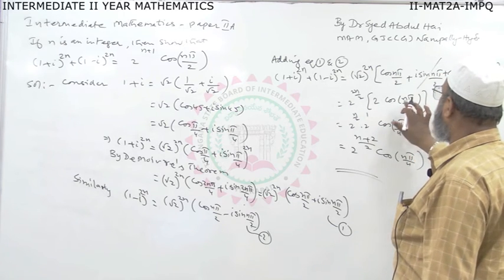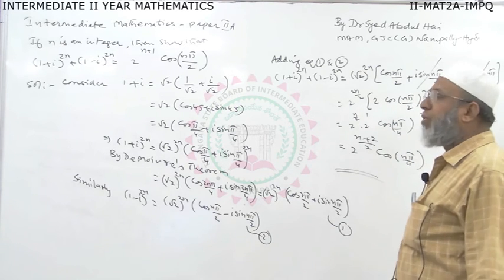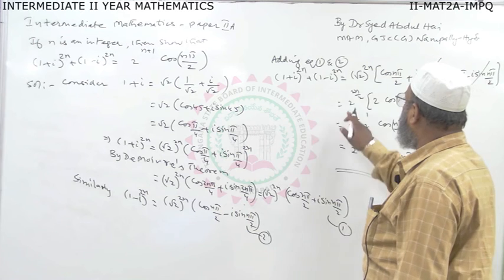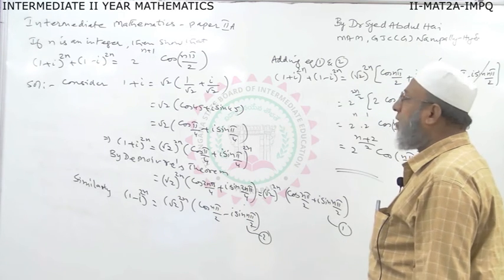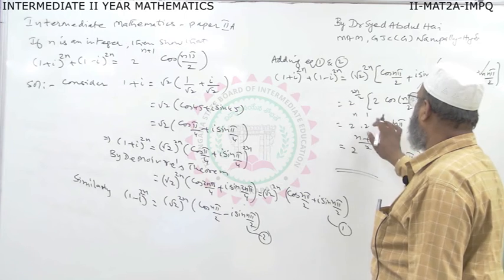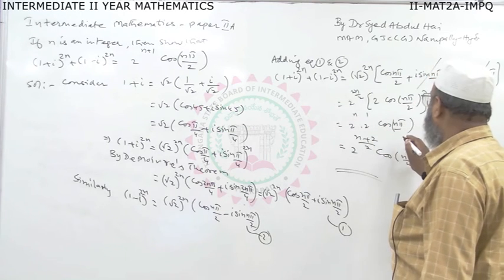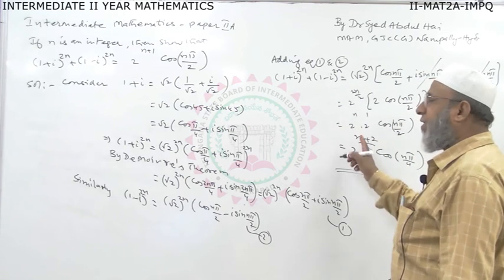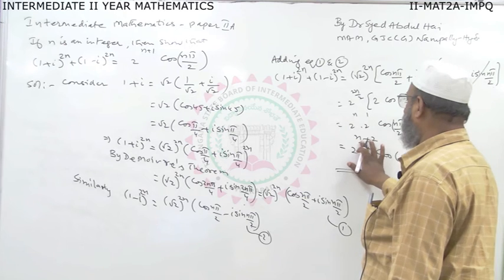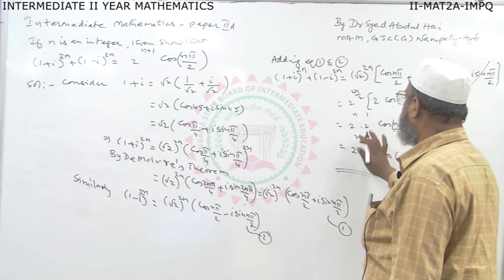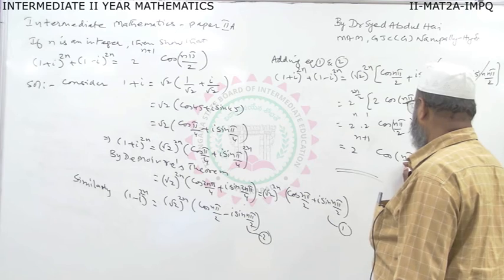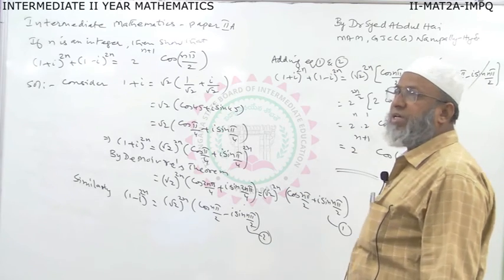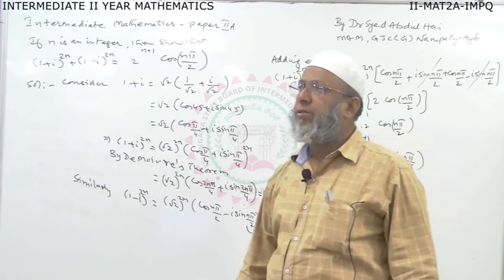N pi by 2 plus n pi by 2 is nothing but 2n pi by 2, or the 2s cancel, which gives me only n. That is 2 power of n into 2 power of n into cos n pi by 2. If I take the LCM, bases will be the same, powers will be added, it gives me 2 power of n plus 1 cos n pi by 2. So, this is my conclusion. Is it correct?